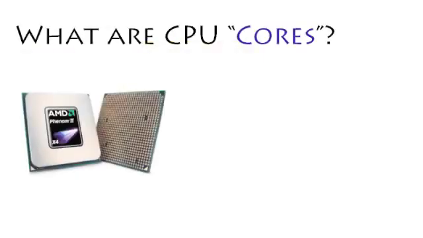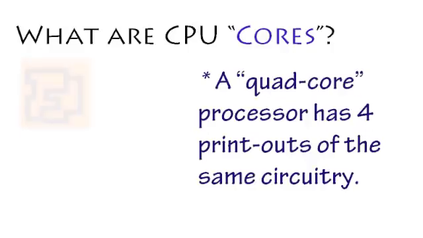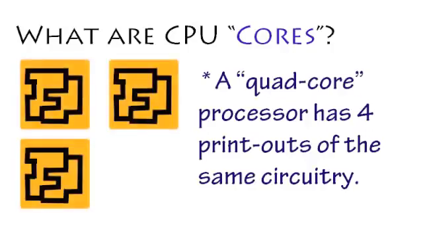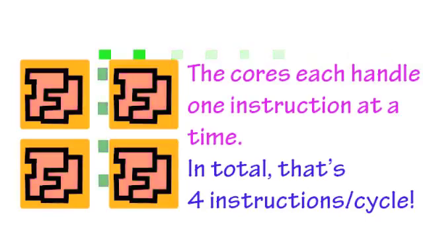The processor I have is a quad core. That means that there are four copies of the same transistor circuitry within one chip. With four cores, my processor can execute four times as many instructions at a time than if it only had one core.